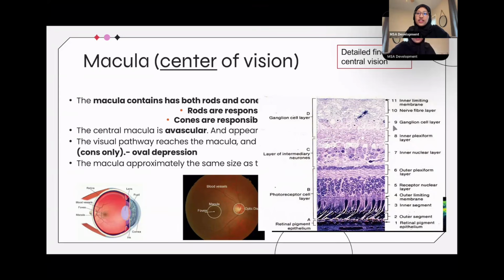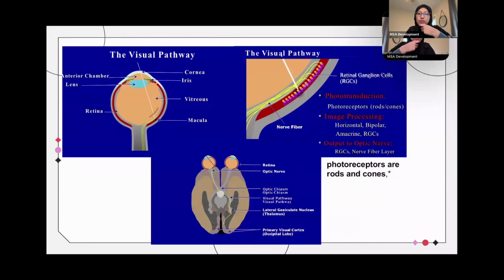So ganglion is 9, 10 is nerve fiber. Just remember, the actual nerve fiber is number 10. Okay, it's important, it's number 10. So these are the layers. They go from there and then they converge to form the optic nerve.